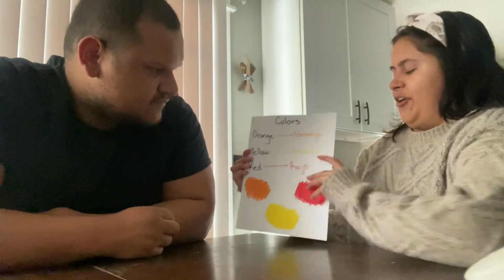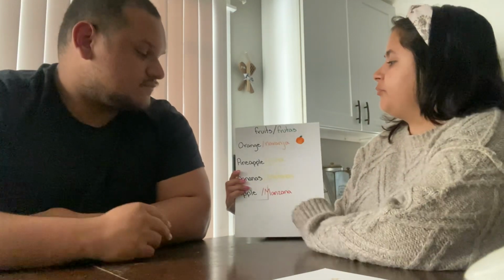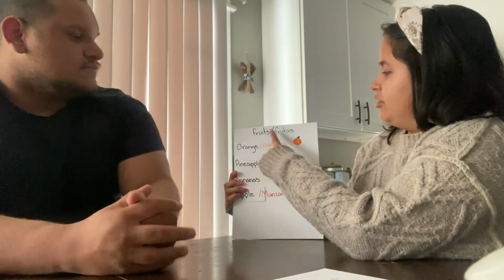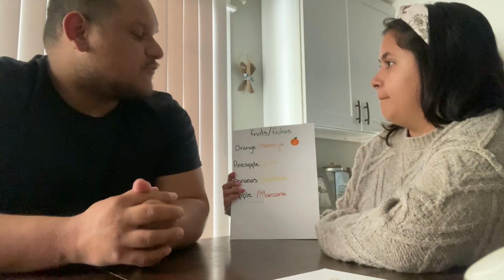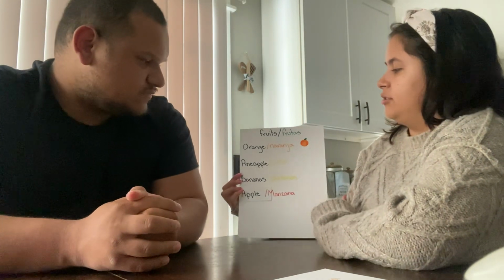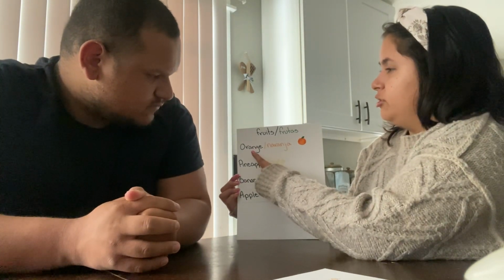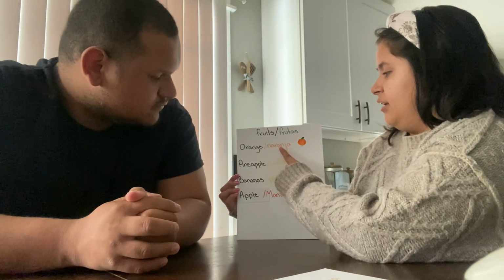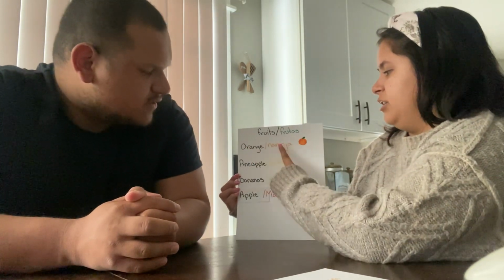Good job. Okay, now that we've gone over the colors, we're gonna go over the fruits. And fruits in Spanish is frutas. Can you say that? Frutas. Good job. Okay, so to start, we have orange in English and naranja in Spanish. What was it in English? Orange. And in Spanish? Naranja.